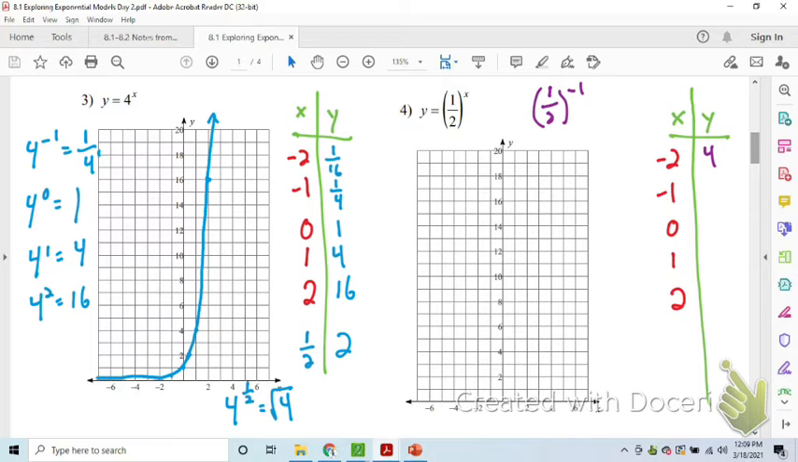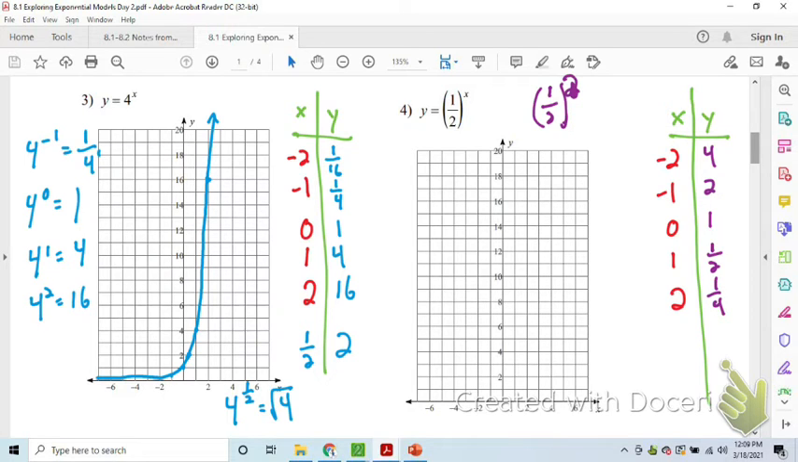Then we have 1/2 to the -1st power. So we're plugging -1 in. So this is just flip 2 over 1, so flip 1 over 2, and you get 2 over 1. And that'll be to the 1st power, so just 2. Then you're going to plug in a little 0 action there. Anything to the 0 power is 1. Plug in a 1, you get 1/2. Plug in a 2. When you square that, you get 1/4.